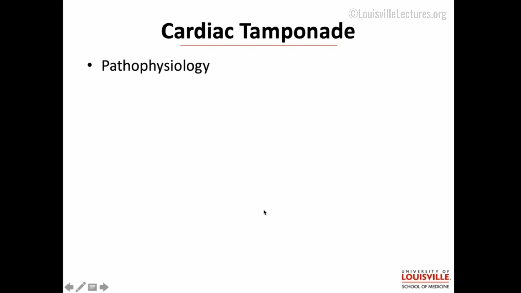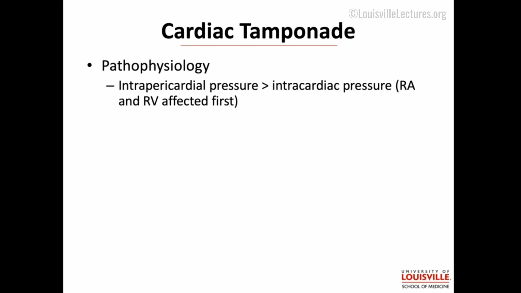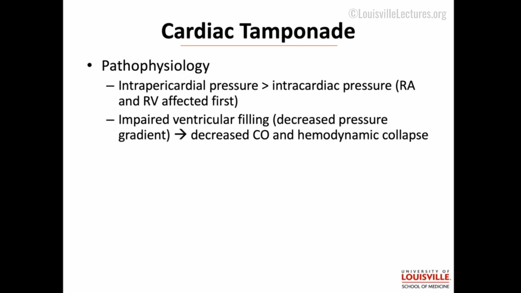So to remind us about cardiac tamponade, this is a case in which the intrapericardial pressure becomes greater than the intracardiac pressure, in particular on the right side where the intra-chamber pressures are lower. What happens is that you get impaired ventricular filling, and on the left side that's going to decrease the cardiac output and eventually can cause hemodynamic collapse.